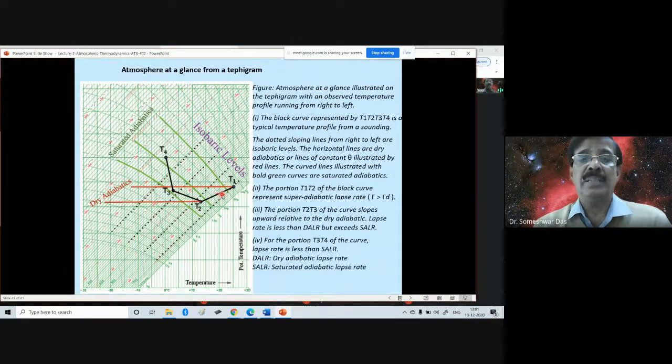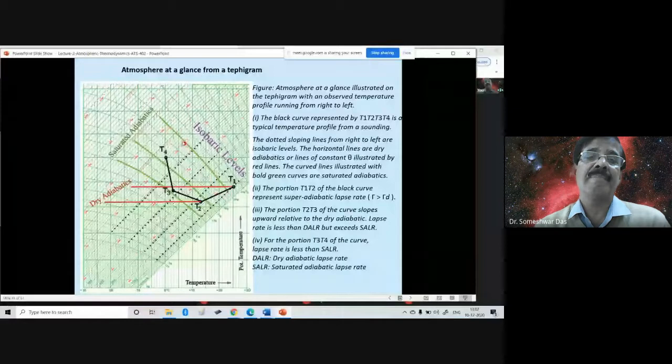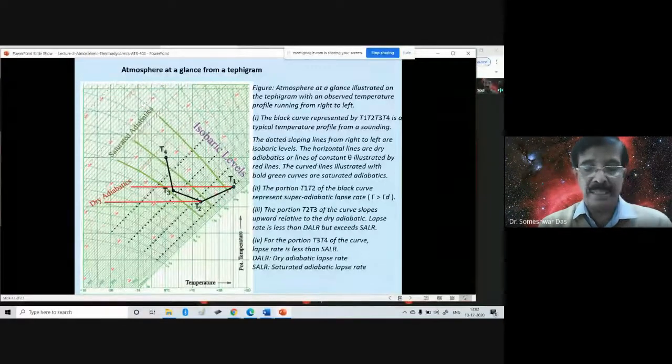For the portion T3 to T4 of the curve, lapse rate is less than the saturated adiabatic lapse rate. And these are the saturated adiabats. These are the saturated adiabats. Okay. So these are the different characteristics the T-phi gram is giving us. Okay.